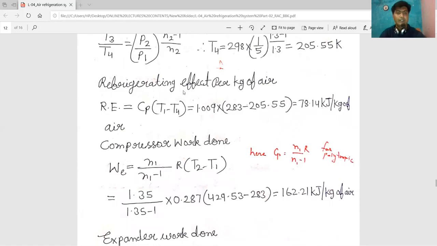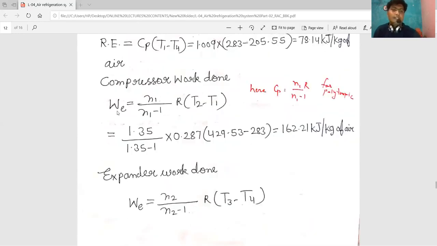Now we calculate the refrigerating effect per kg of air. Refrigerating effect is equal to Cp into T1 minus T4. Here m is equal to 1. So we calculate refrigeration effect in terms of per kg. So Cp for air 1.009, temperature T1 283, T4 205.55. So the answer, refrigeration effect, is 78.14 kilojoule per kg of air.